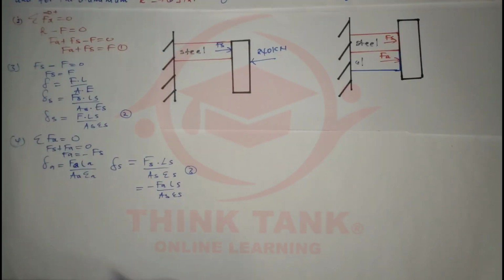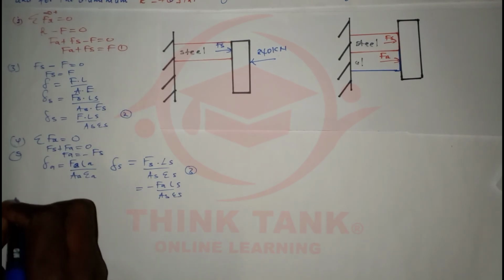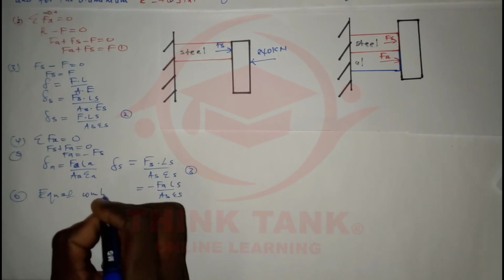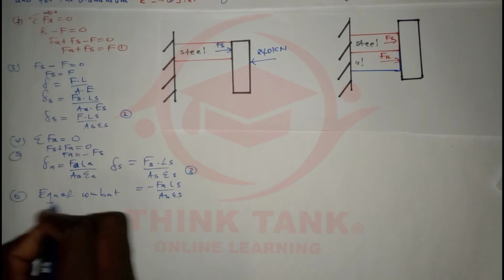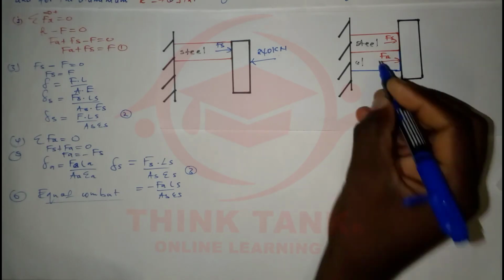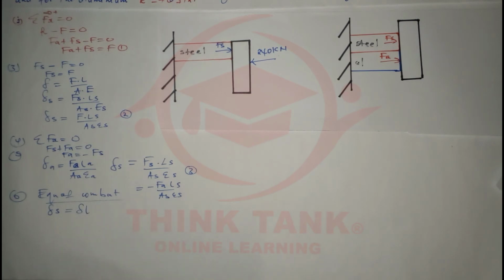So now it's time to write the equation of compatibility. This is stage number 4 and number 5 right here, and for number 6, we're going to write the equation of compatibility. So let me just write it here. Since this thing is rigid, we know that the change in length of the steel should be equal to the change in length of the aluminum. I'm going to call this equation number 4, right? Okay, so now let's solve these equations. We have 4 equations and we have 2 unknowns.